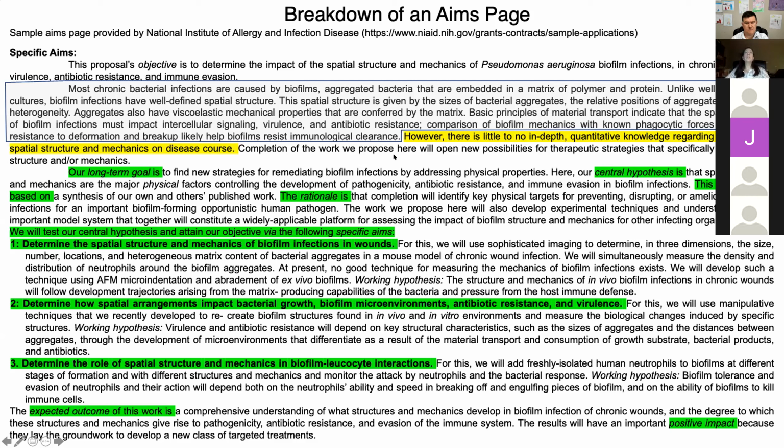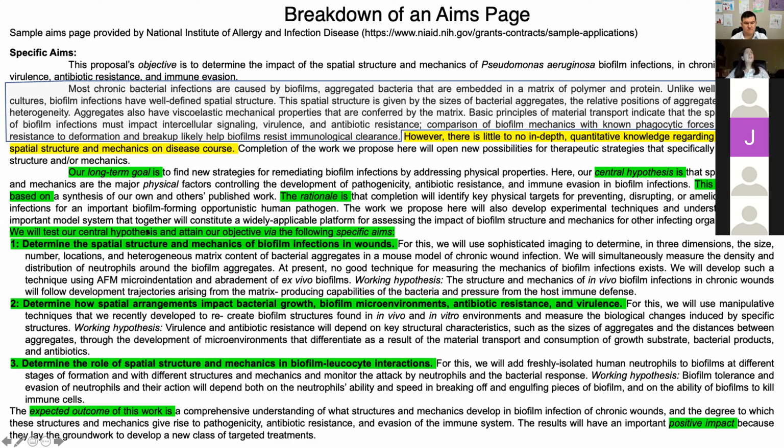So she proposes here to work on this project. And then I show you some of the simple language that makes these types of documents easy to read for the reviewer. The long-term goal is the central hypothesis, the rationale. Okay, and those are similar things to the abstract. You guys are familiar with that. Let's talk about the differences.